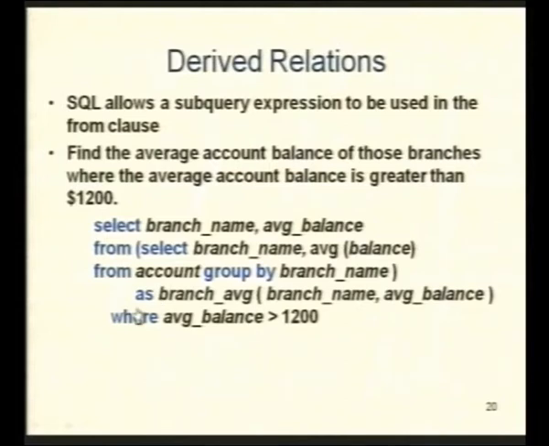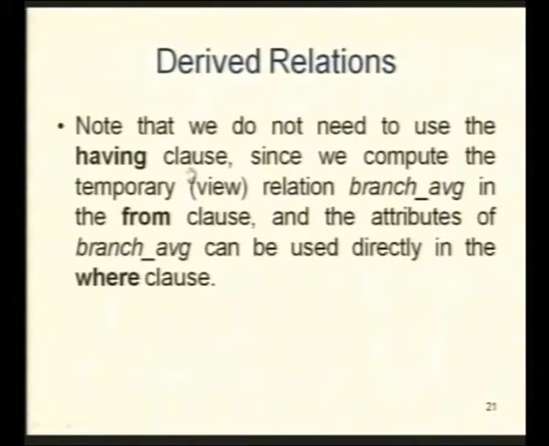So this part is a subquery. This part says that you find the average account balance of those branches where the average account balance is greater than 1200. So this is a way of writing it so that we do not have to use the having clause, which we have seen before, since we compute the temporary view relation branch average in the from clause.